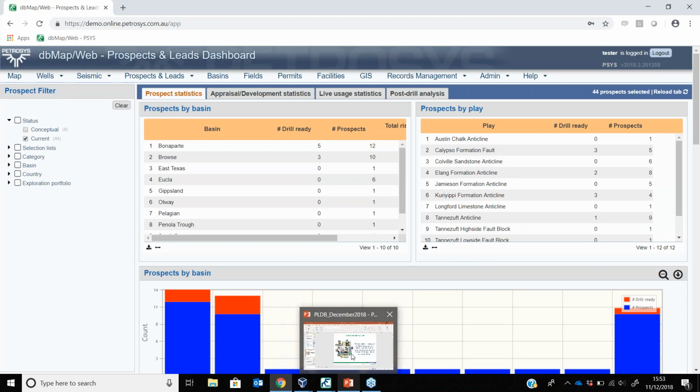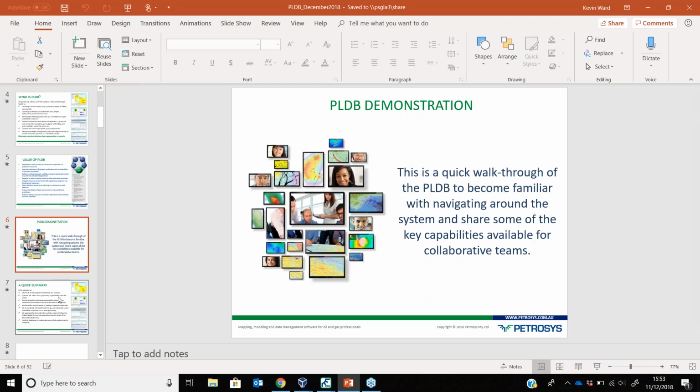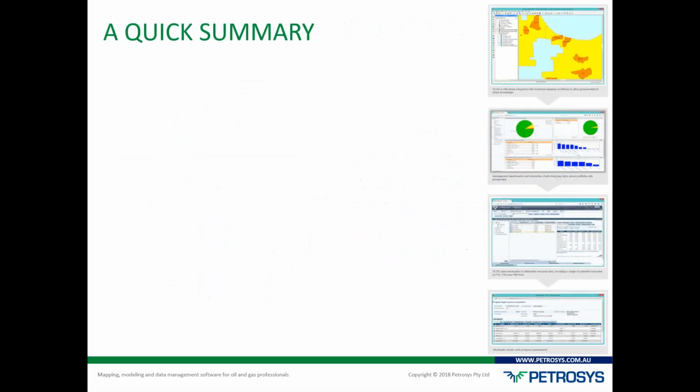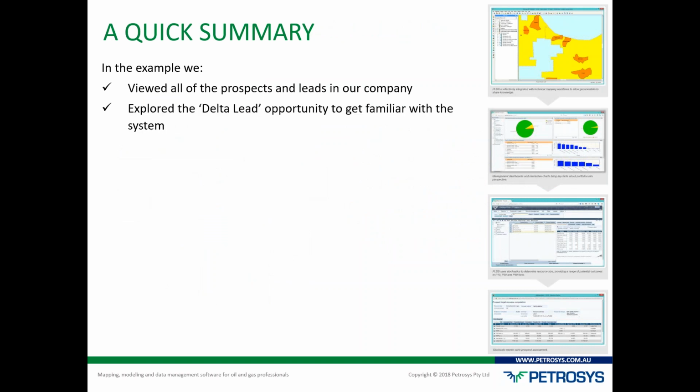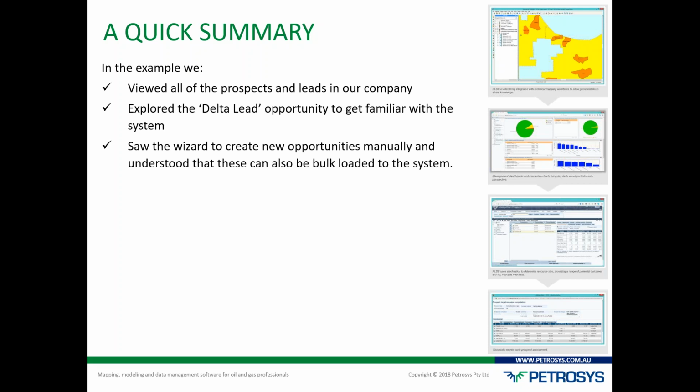Let me jump back to the PowerPoint, and I'm just going to go through one more slide just to check that I did actually cover all of the things that I wanted to. So in the example we ran through, we viewed all of the prospects and leads in our company. I think there were 52 in this particular company. We delved a little bit deeper into the Delta lead opportunity to get familiar with how the system's set up and how we actually generate these prospects.